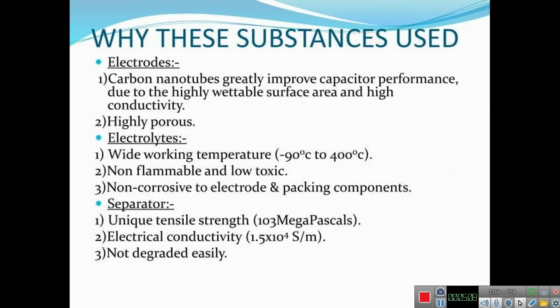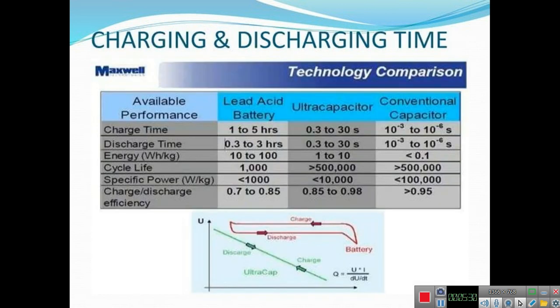So why are these substances used? Electrodes: carbon nanotubes, highly porous. Electrolyte: wide working temperature of -90 degrees to 400 degrees Celsius, non-flammable and low toxic, non-corrosive to the electrode and packing component. Separator: has a unique tensile strength, electrical conductivity and is not degraded easily.